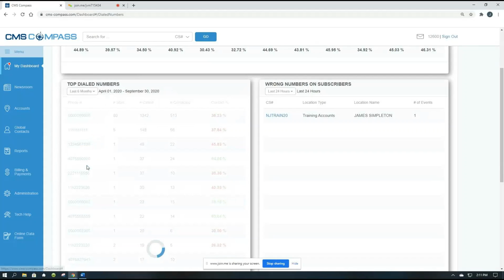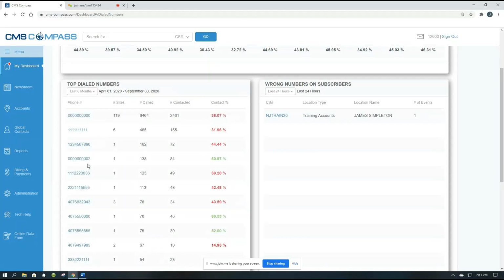You can drop this all the way down to the last 6 months to really get a shock value if you want. And you can see on this one here, this zero is across the board. 119 sites, we called it 6,400 times. They contacted 2,400 times, again, for a 38% answer rate.